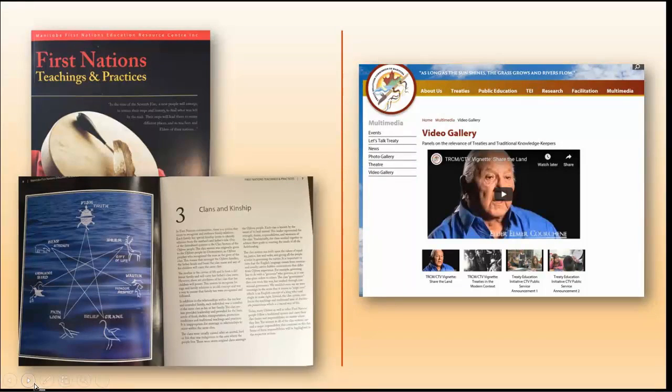If you take a look here, these are some of the things that are suggested. What did I say? You could use the backgrounder. I just read a piece to you. See the book there on your left? First Nations Teaching and Practices from our friends at the Manitoba First Nations Education Resource Center. There is a wonderful chapter, you can see it in front of you, chapter 3 on clans and kinship. You can see the sketch to your left. I mean, have the kids do that.